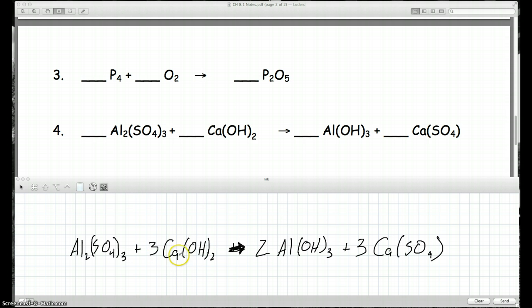Now there's another hint that I wanted a 3 there, because if I look at calcium over here, I have a 3. And there's another hint that I wanted a 2 in front of aluminum here, because if I look over here, I got 2 aluminums. So let's just double check here. 2 aluminums, 2 aluminums, 3 SO4s, 3 SO4s, 3 calciums, 3 calciums, 3 times 2, 6 OHs, 2 times 3, 6 OHs. It is all balanced.